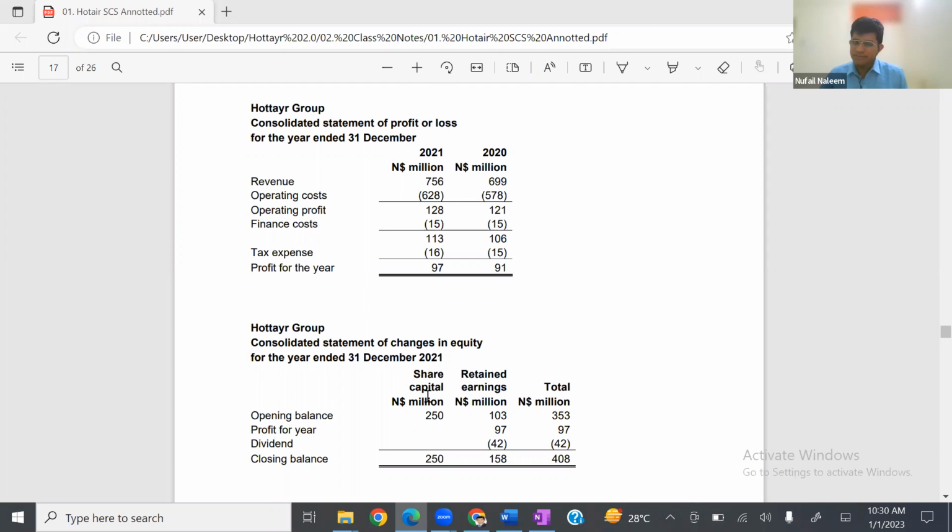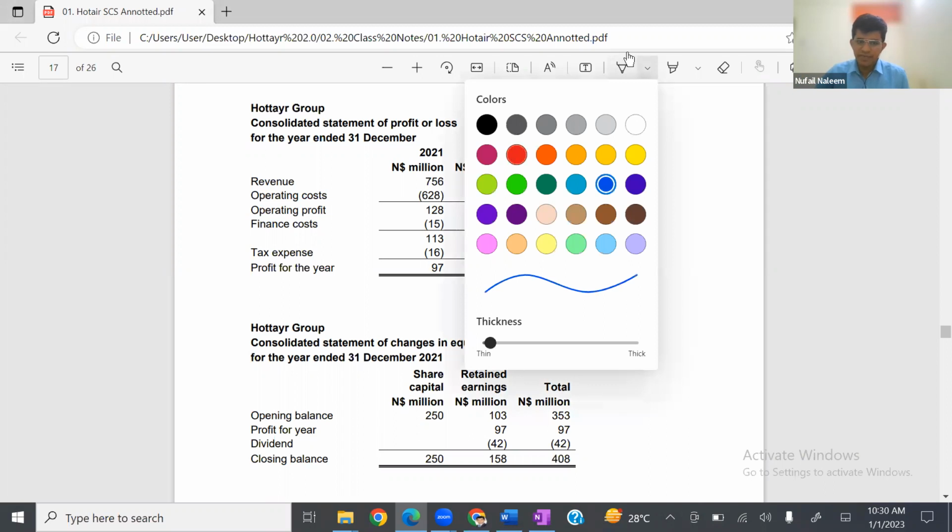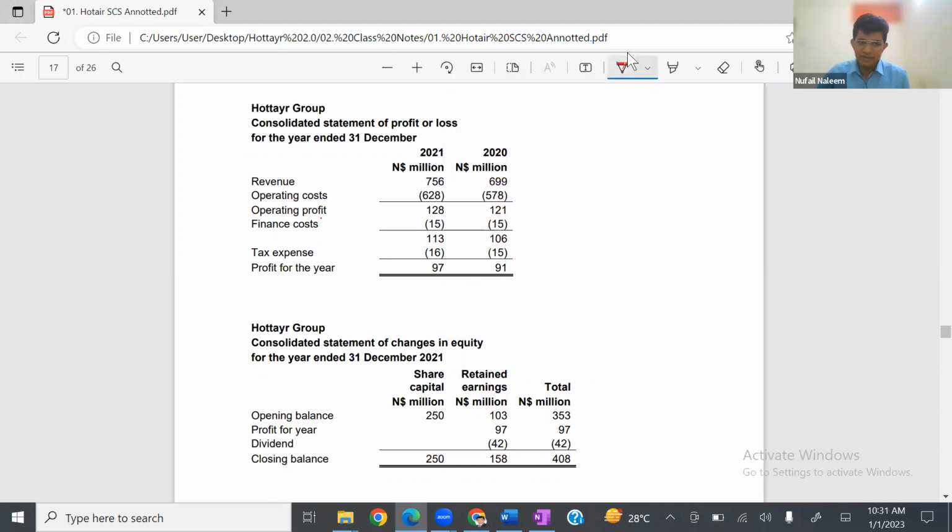Now, students, in this case, we are going to analyze Hottayr and Thermwide. One of the major issues in the understanding is the financial statements. If you observe the financial statements, we have revenue, and then we directly come to operating profit. Because generally, students, we have something called the cost of sales or the cost of production. But here it is directly operation cost.